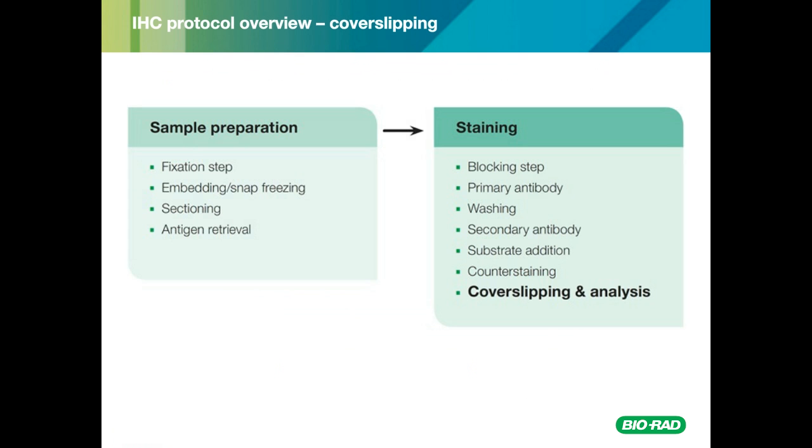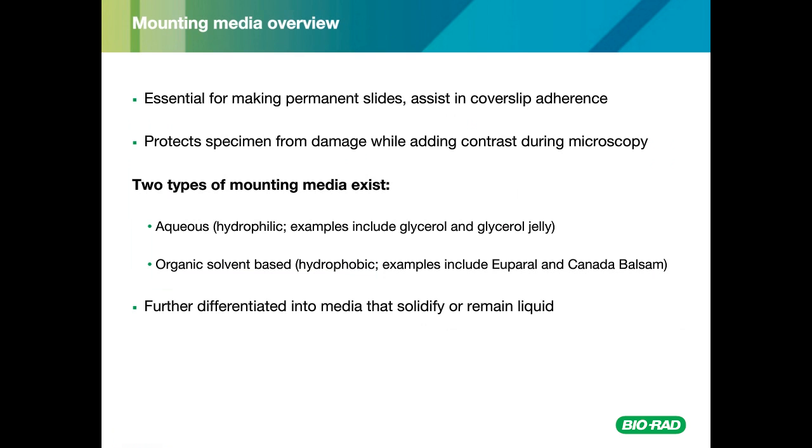Counterstaining is often either simultaneously performed with cover slipping or followed by the cover slipping step. Mounting media are essential for making permanent slides and assist in making the cover slip adhere to the slide. Mounting has the purpose of protecting the specimen from damage while adding contrast during microscopy.